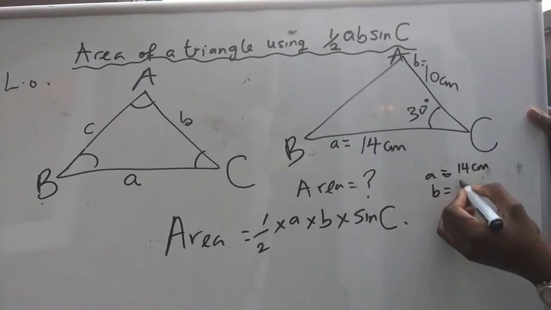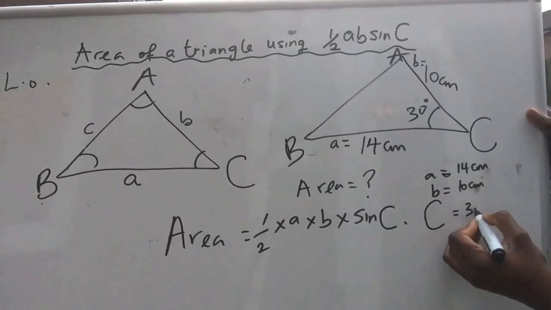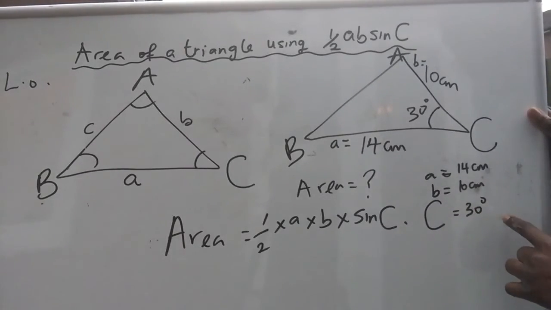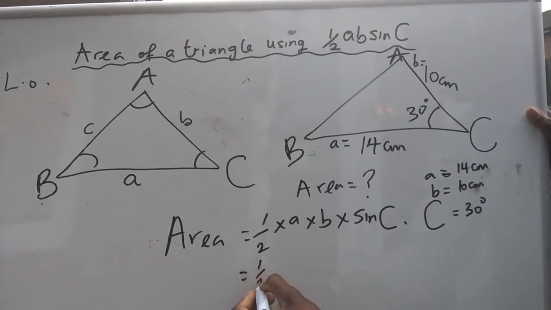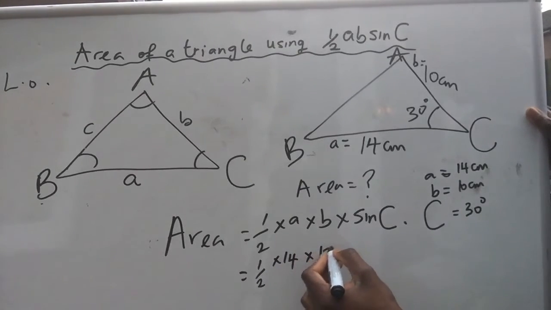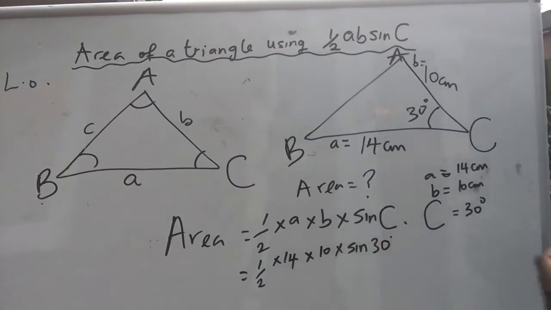B is 10 centimeters. Big C is 30 degrees. Substitute these values into that formula. That becomes half times 14 times 10 times sine 30 degrees.